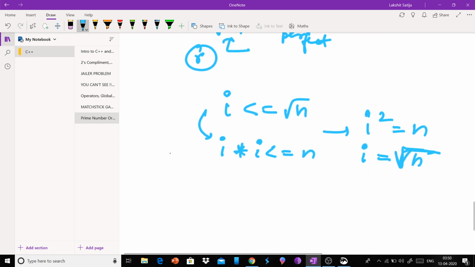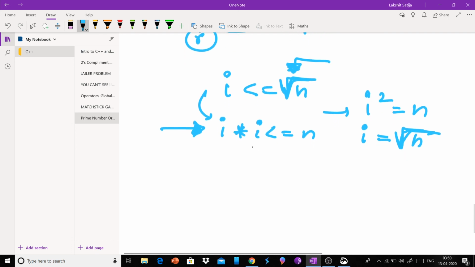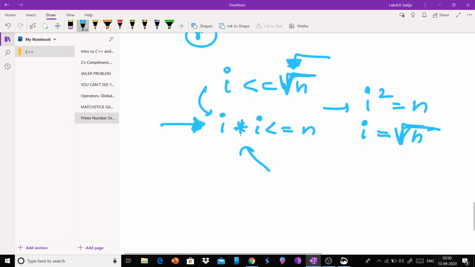So multiplication is easy, right? Because there is no operator for root n, and finding root is a difficult task, and we will discuss later, right? So this is much easier because there is a multiplication operator. So we will just apply this, right? And let us apply this and check what happens.